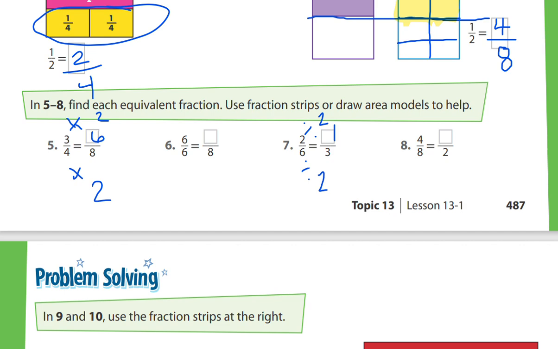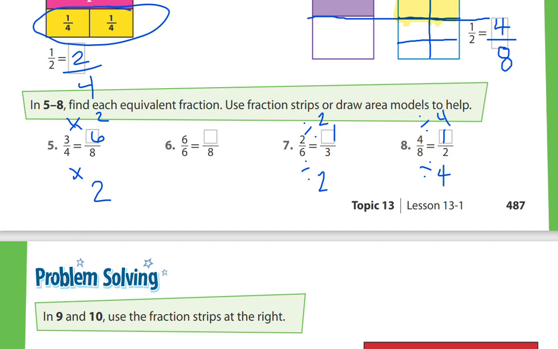Let's take a look at number 8. So I have 4/8. 8 divided by what equals 2? 8 divided by 4 equals 2. So 4 divided by 4 equals 1. So 4/8 is equal to 1/2.